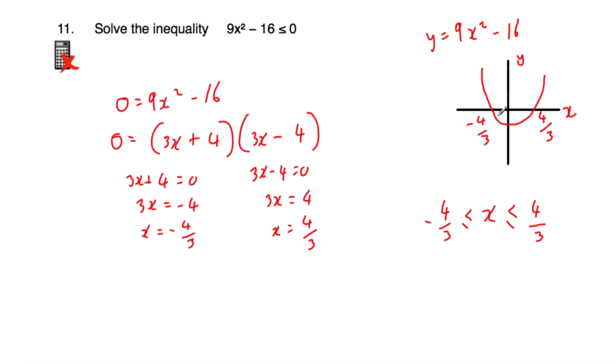Any value of x in between those values would give you a negative, and any value of x that is equal to those values would give you 0, so that would be less than or equal to 0. And that's it, that's our solution.